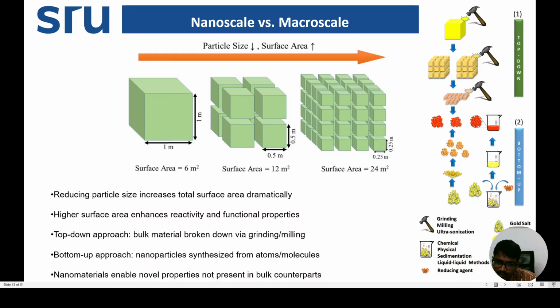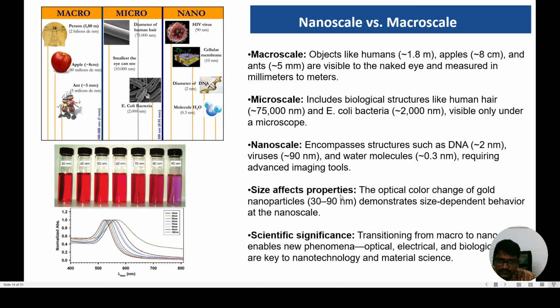Okay, bottom up approach. So this is bottom up. We will know in detail further. So this is a top down approach and this is bottom up approach, two approaches. Right. So yeah, we can see here also the nanoscale versus macro scale.